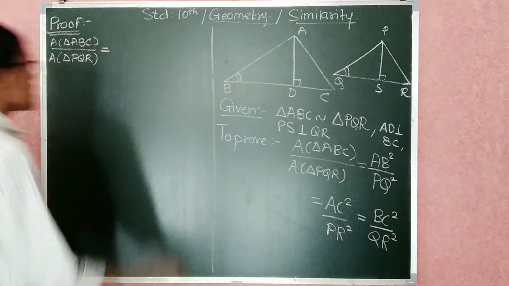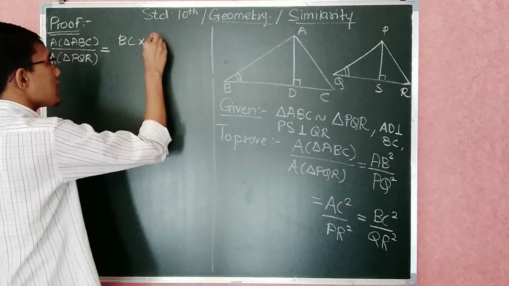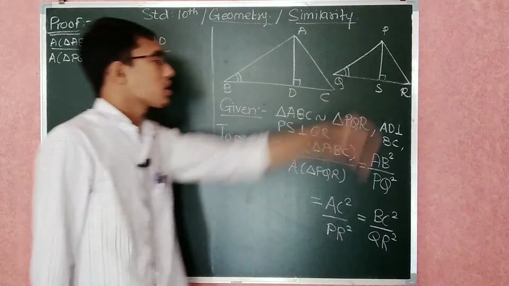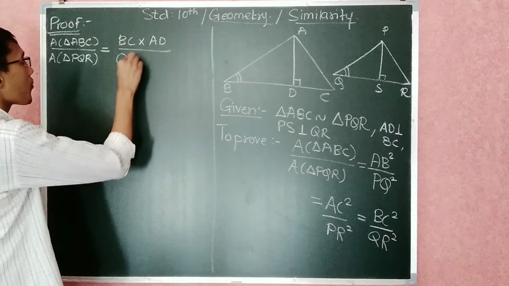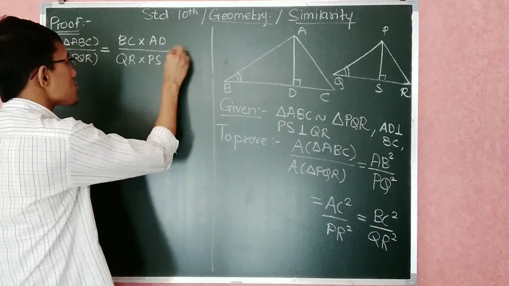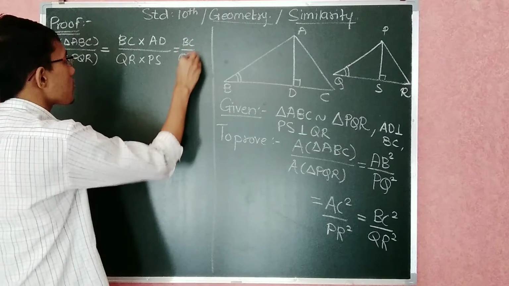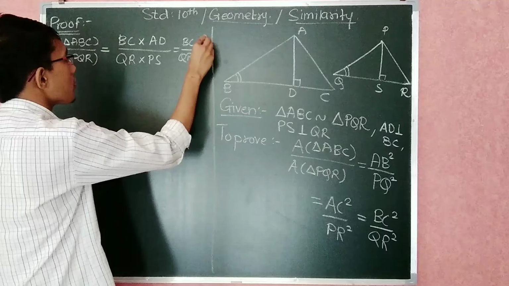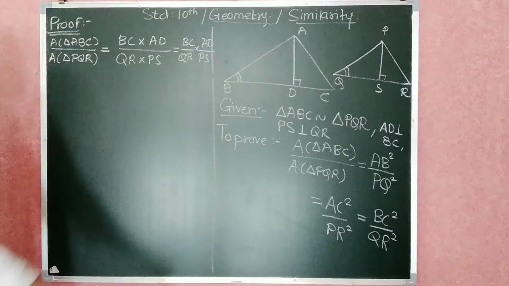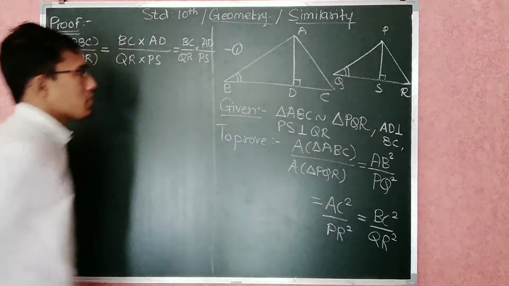What is b1 here? b1 is BC. So BC into, what is our height? AD. Okay, upon, here what is our base? QR, into, what is our height here? PS. We can write this as BC upon QR into AD upon PS. Okay, in this way. So this will be our equation 1.